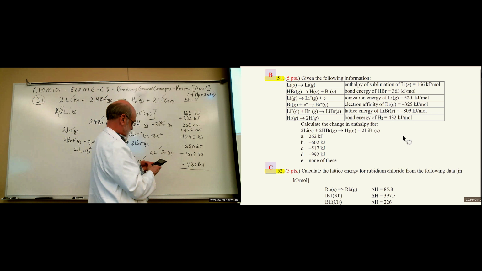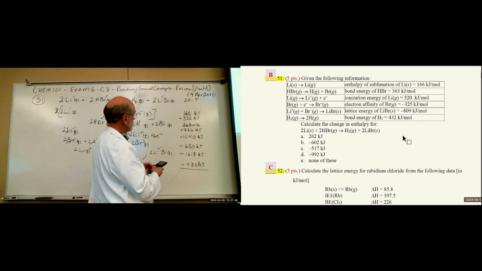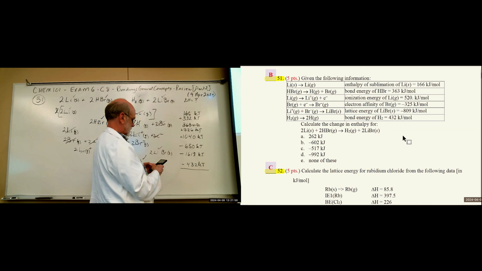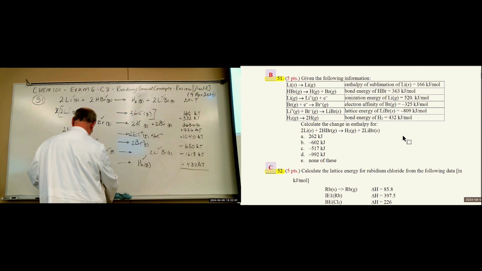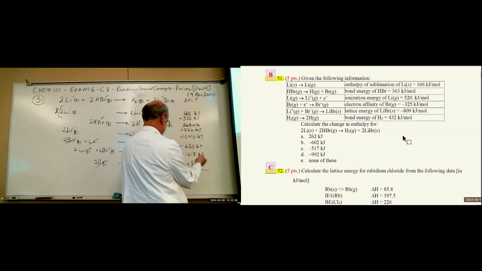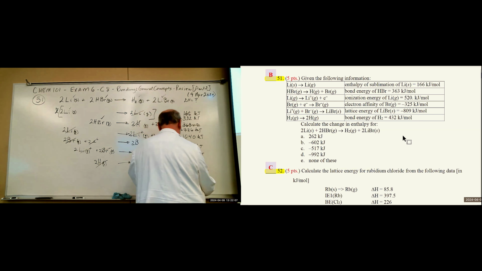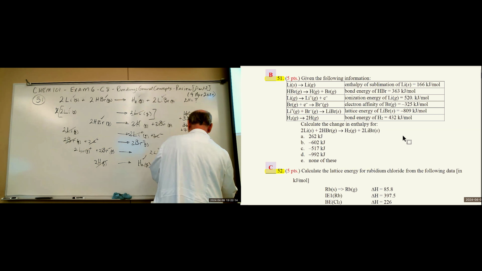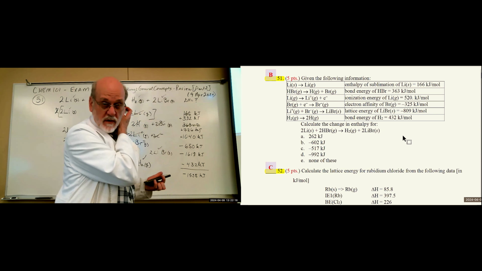332 is positive. 726. 1040. Minus 650. 18 minus 32 minus. So I get, I did this right. Minus 1538 kilojoules.